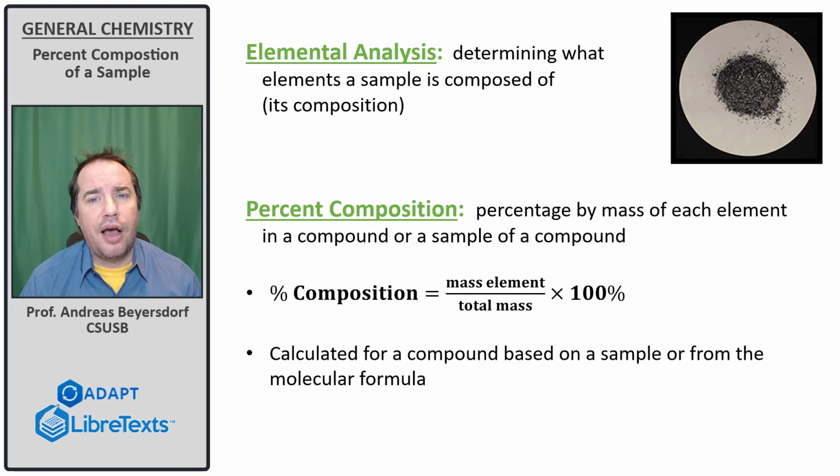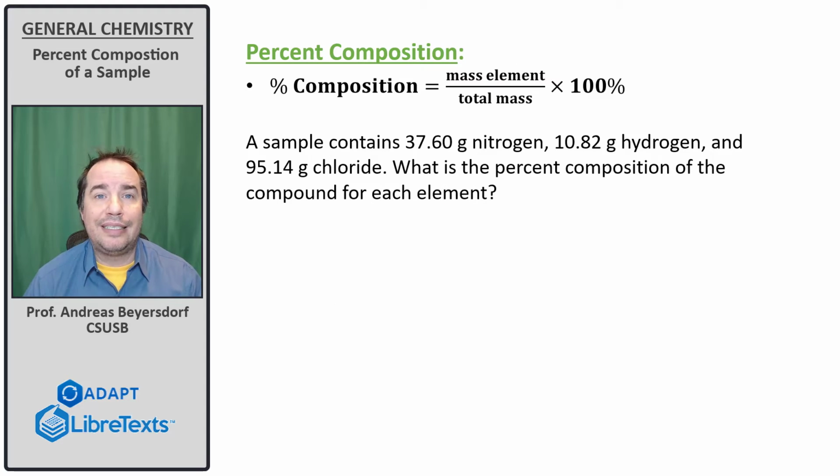Now, to find percent composition, we always take the mass of each element over the total mass and then multiply by 100%. And we can do this either for a sample of the compound or figure it out for a compound based on its molecular formula. Let's look at the steps to do it for a sample.